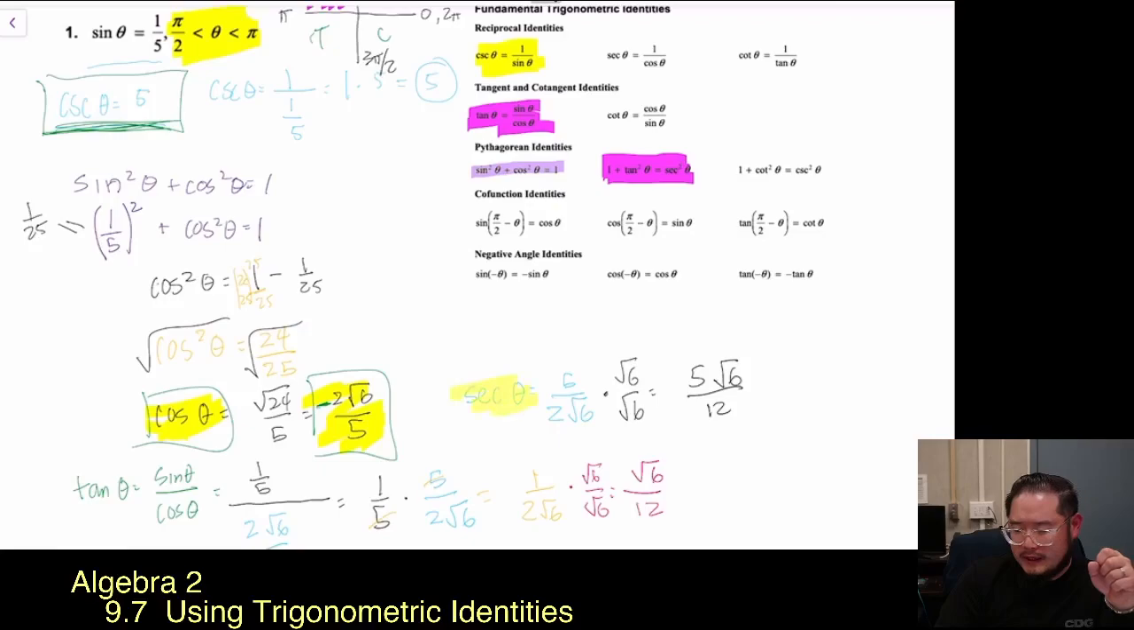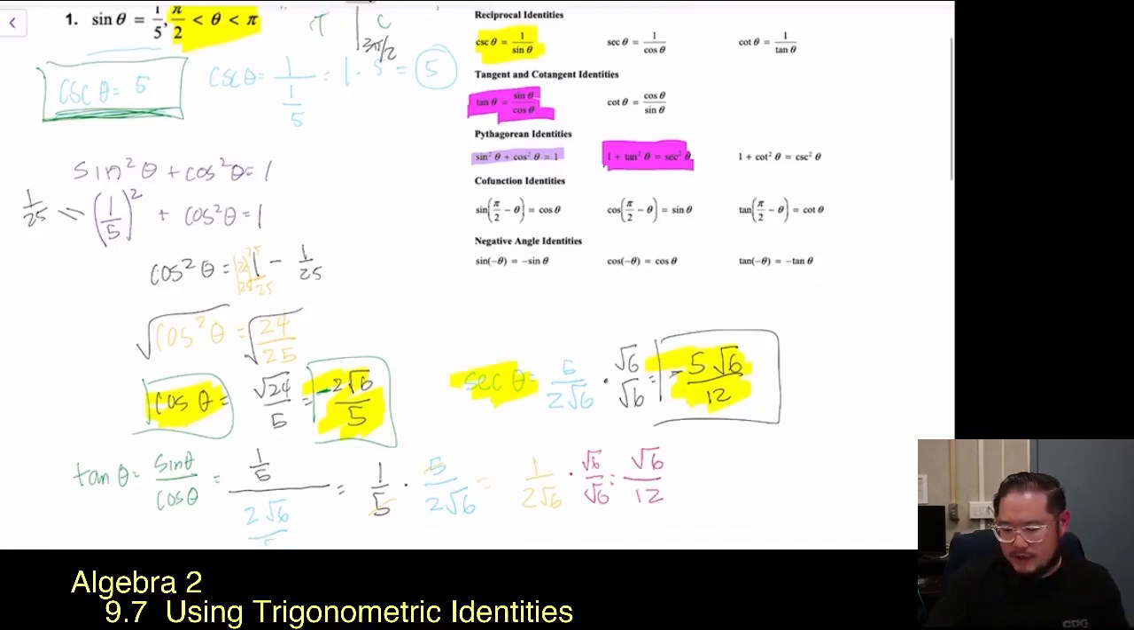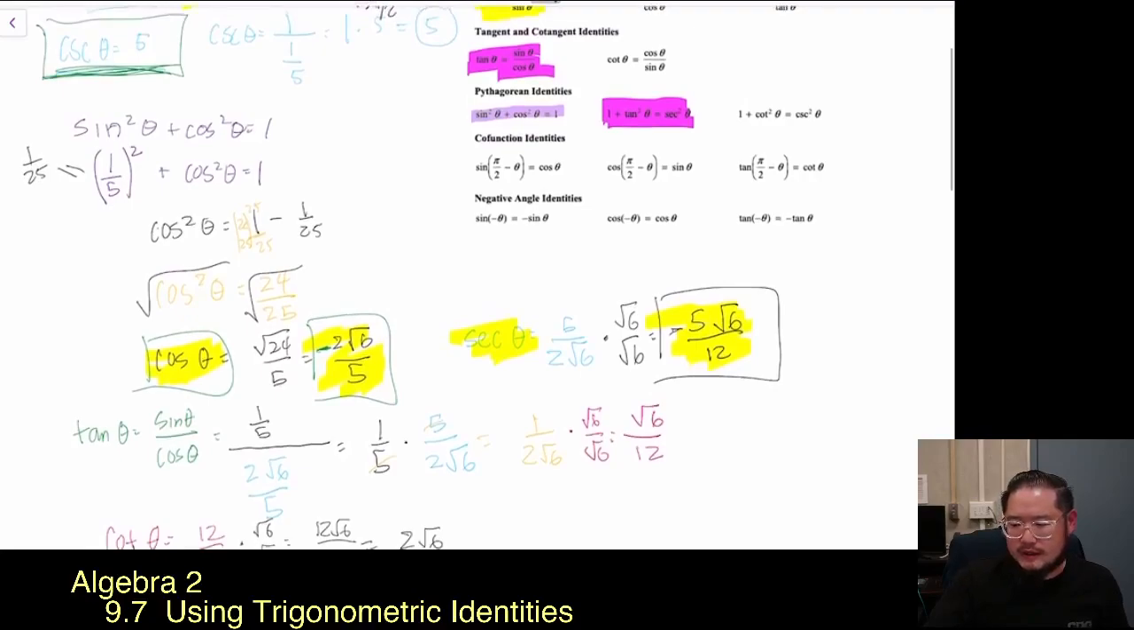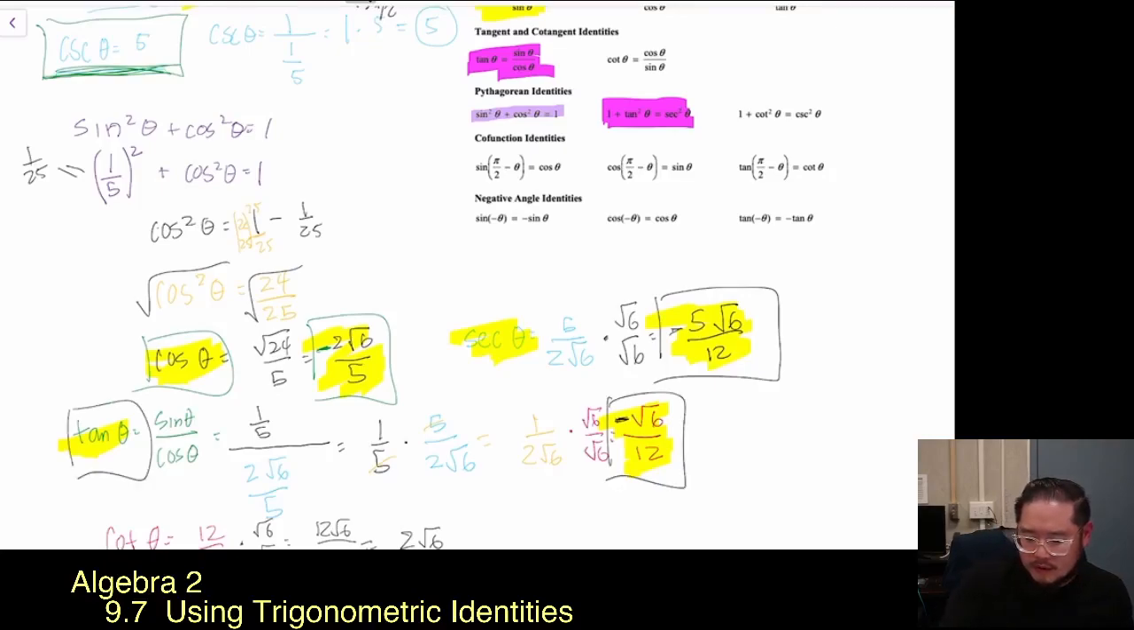For secant theta, this right here also needs to be negative, so I'm going to go ahead and add my negative sign for secant theta. Then we go to tangent and cotangent. Let me go ahead and highlight. We have tangent theta is equal to radical 6 over 12, but it needs to be negative radical 6 over 12. And then same for cotangent, we need to have our answer be negative 2 radical 6.